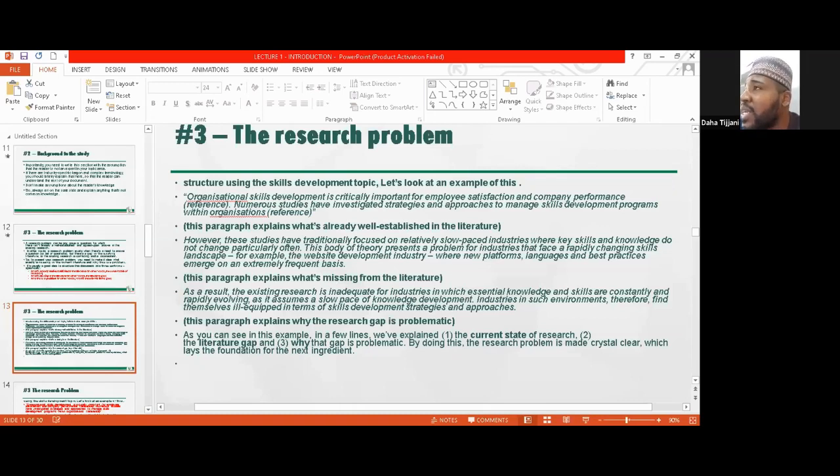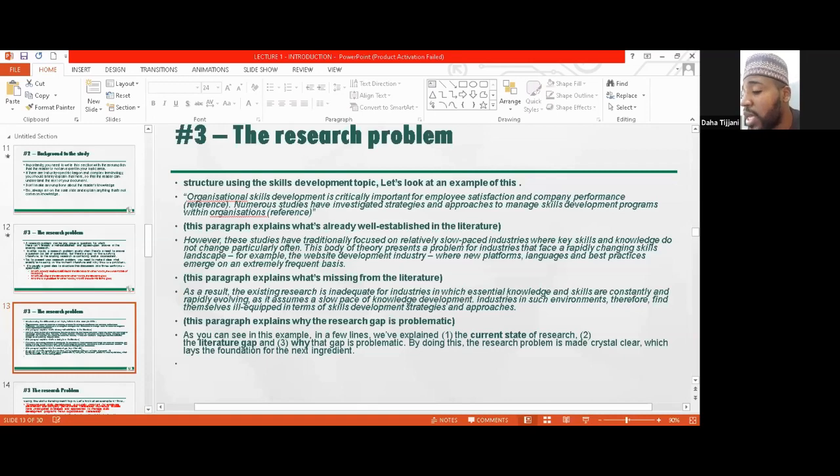Then this paragraph, next one, is explaining what is missing from that literature. So as a result, the existing research is inadequate or is not enough for industries in which essential knowledge and skills are constantly and rapidly evolving, as it assumes a slow knowledge development. So industries in such environment therefore find themselves ill-equipped in terms of skills development strategies and approaches. While the last paragraph explains why the research gap is problematic.